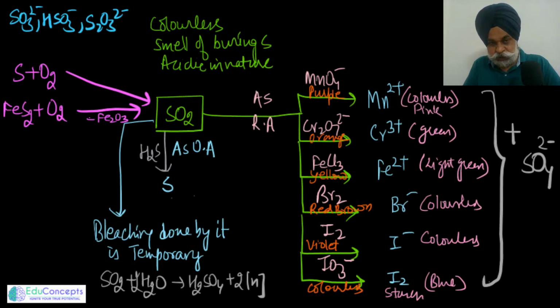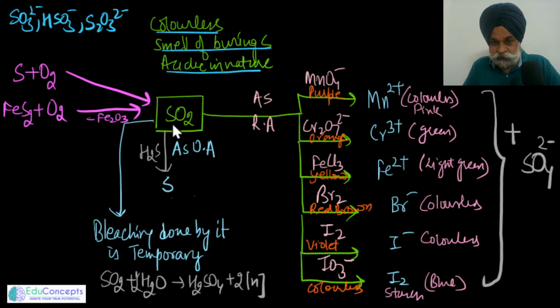These are the species which, when put into H positive, produce SO2 gas. And now you need to understand it this way: what are the things which can be shown with SO2, because as the SO2 gas is evolving out, what can we do to confirm it? So SO2 is colorless, has the smell of burning sulfur, and is slightly acidic in nature. This is the flow chart. This way you should remember it for a longer duration of time.